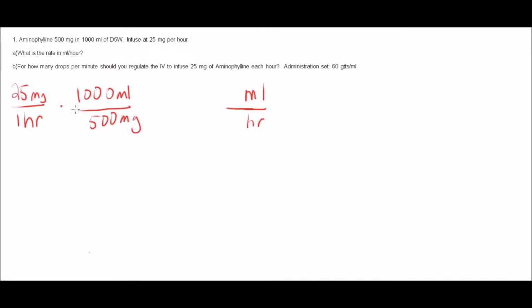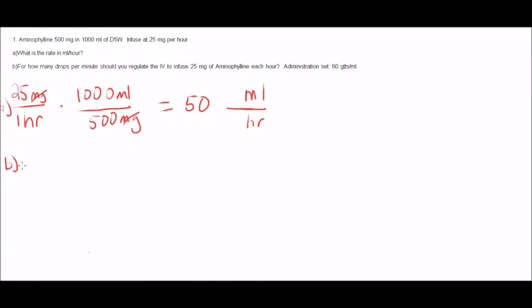Okay. So now we have two fractions here. We can multiply these together, and just based on regular fraction arithmetic, you can cancel these values here, and now we're left with milliliters per hour. So if we multiply all this together, we get 50. So the answer to that one is 50 milliliters per hour. So this is A.